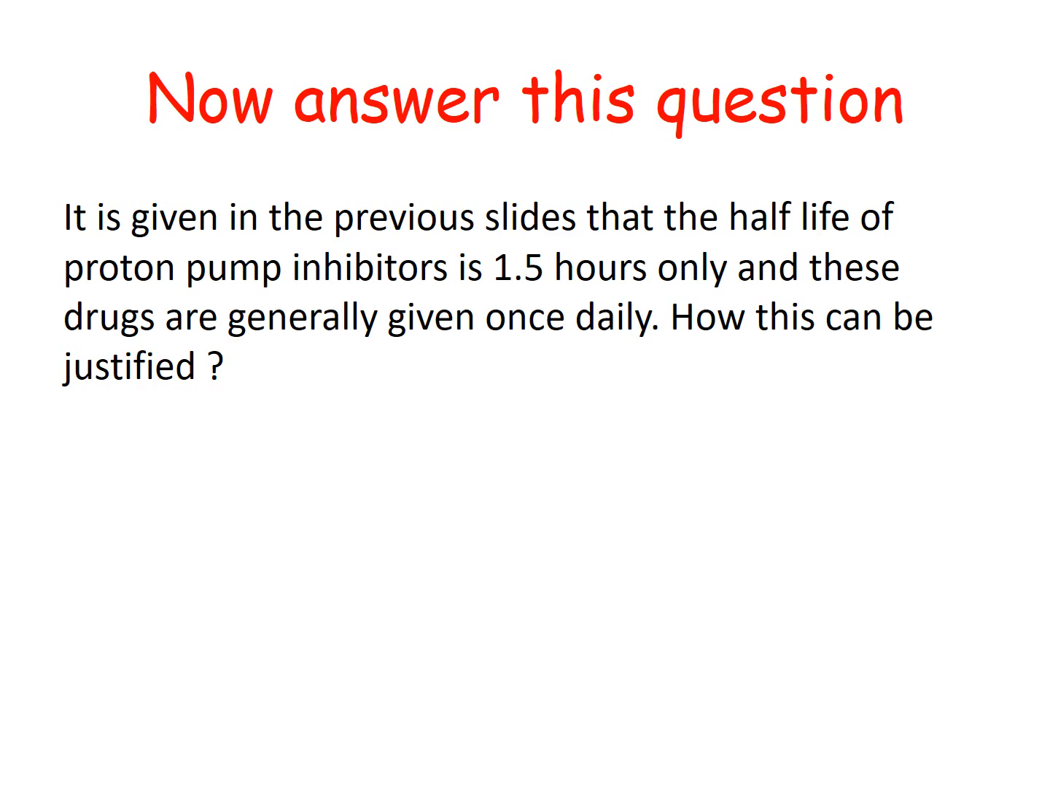Now you can answer this question. It is given in the previous slide that the half-life of proton pump inhibitors is 1.5 hours only. These drugs are generally given once daily. How can this be justified? In the previous slide I have shown that the T half is about 2 hours. Within 2 hours the T half is finishing, and the majority of drugs are given once daily. So how can we justify this?